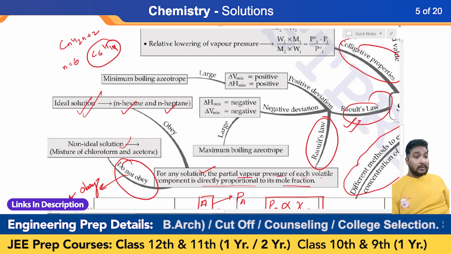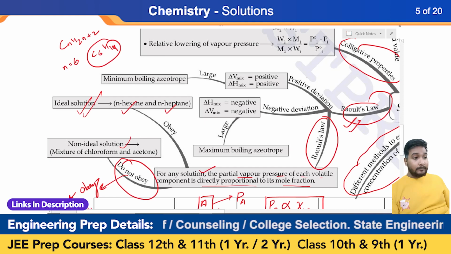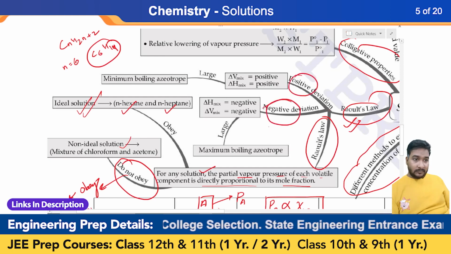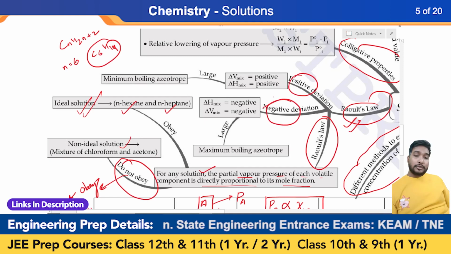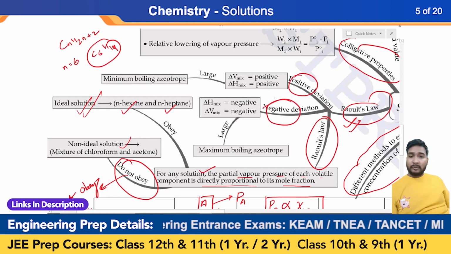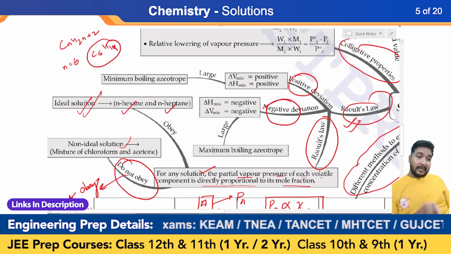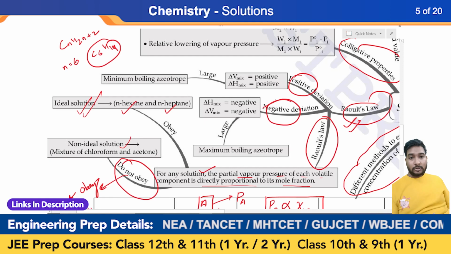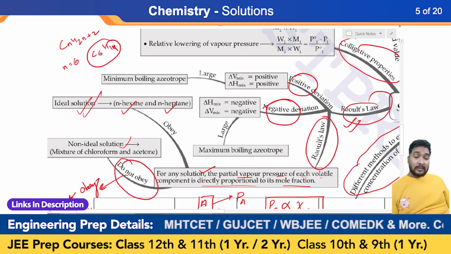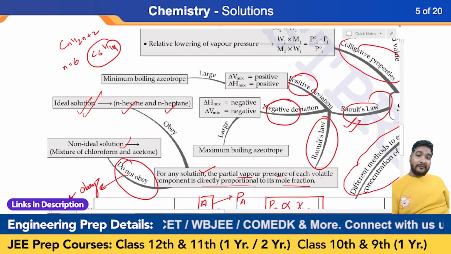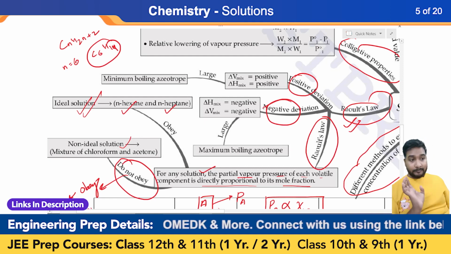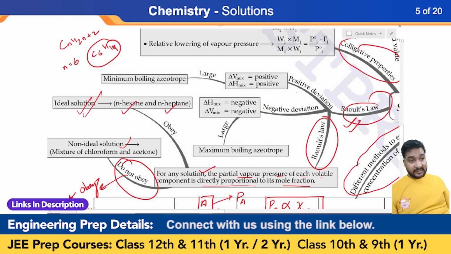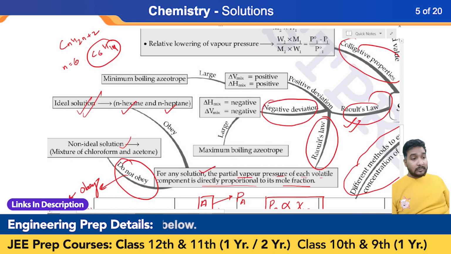Raoult's law for non-ideal solutions has positive deviation and negative deviation. Raoult's law also tells that if any solution follows Raoult's law, it should be ideal, no doubt. But if any solution does not obey Raoult's law, it should be non-ideal. But is Raoult's law relevant for those non-ideal solutions? The answer is yes, because we can explain the positive and negative deviations. Negative deviations show that kind of non-ideal solution having a maximum boiling azeotrope. What is the meaning of azeotrope?